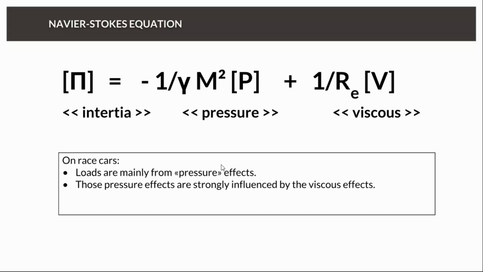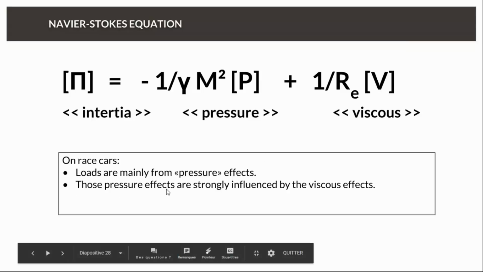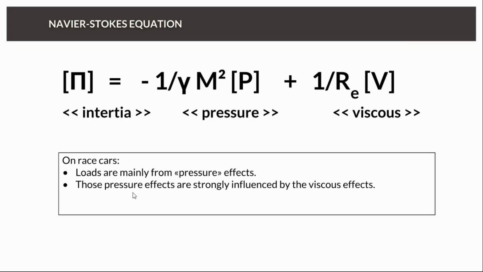So we will always try for racing cars to create suction under the car, suction under the front wing or a front splitter, or under a diffuser, under the floor, under a rear wing, to create suction to pull the car downwards, and this creates the downforce of the car. So it looks like the viscosity would have no effect, but actually we will not consider directly the viscous forces, but we will see that the pressure effects are very strongly influenced by the viscous effects.